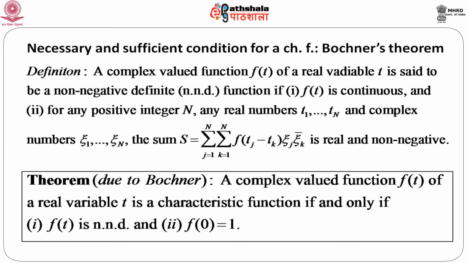So, Bochner's theorem says, it is a very simple theorem: a complex valued function f t of a real variable t is a characteristic function if and only if, that means it provides a necessary and sufficient condition, number one, f t is non-negative definite, and second, which is very simple, f 0 equals 1. Now, I am not going to give you the detailed proof, but I will outline with some details at least how to prove this theorem.